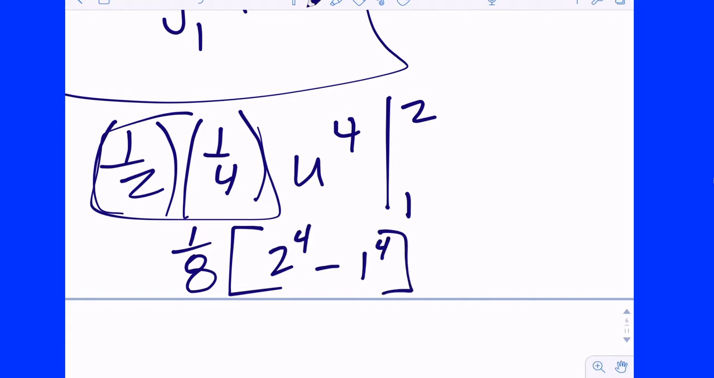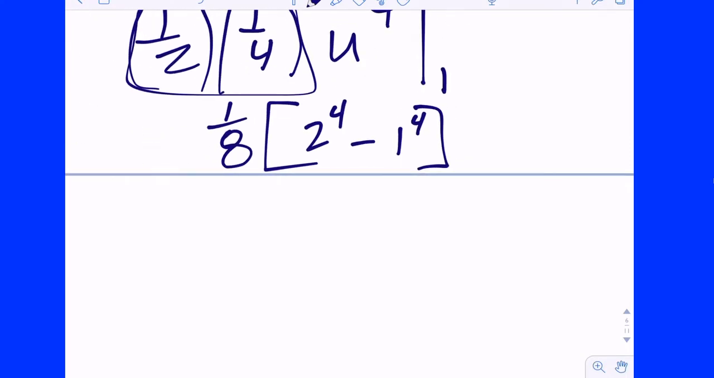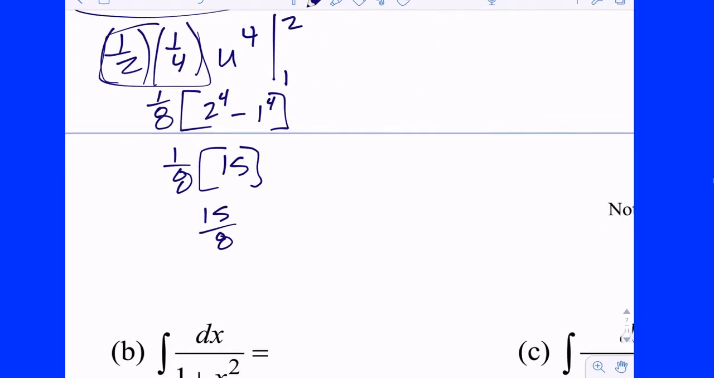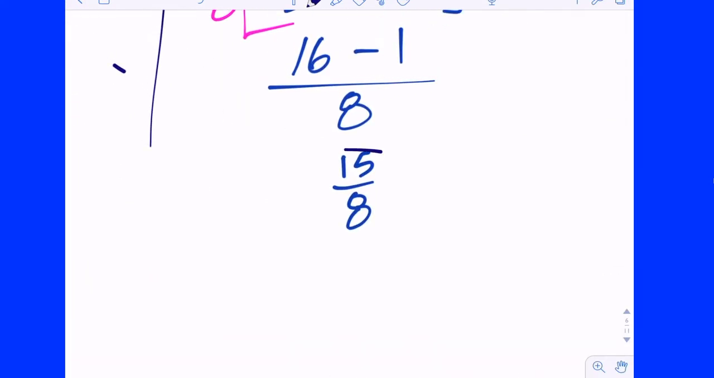And again, on a free response, are you done? Yeah. On a multiple choice, you think that's going to be an answer choice? Maybe. No. We'll keep going. 2 to the 4th is 16, minus 1 is 15. There you go. Don't ask me how I do math. 15/8. Y'all recognize that number? Yeah. That's the same number we got when we did it yesterday.